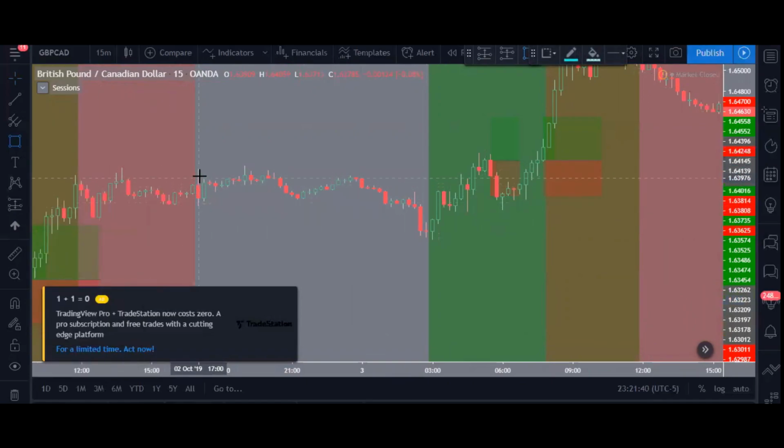You can see the little red wick right there. The highest point is actually right here. So we're going to go right there, draw down and across to the bottom of that wick of this little indecision candle right here. And there's my box, and I wait for the break and close outside of that.